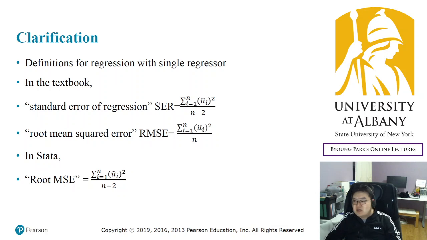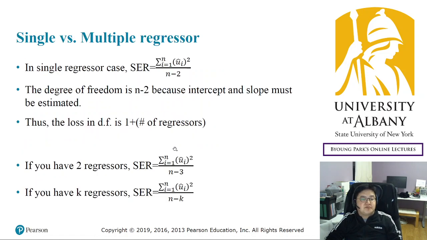And we are going to see how they extend to multiple regressor case. So in single regressor case, standard error of regression, it was defined this way. Remember, the denominator is n-2 because there were 2 parameters, intercept and slope. 2 parameters must be estimated.